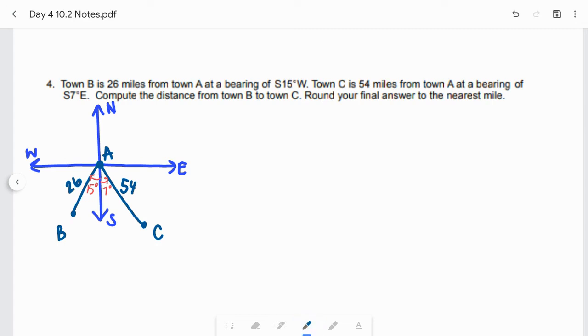Okay, so now if we notice, we have a triangle, a non-right triangle. So I'm just going to re-sketch this up here. So we have A, B, and C. AB is 26 miles, AC is 54 miles, and then angle A is going to be 15 degrees plus 7 degrees, so that gives me a total of 22 degrees. Okay, we're trying to find the distance from B to C, so that's what we can go ahead and label as X. So if we notice again, we do have a side angle side triangle.